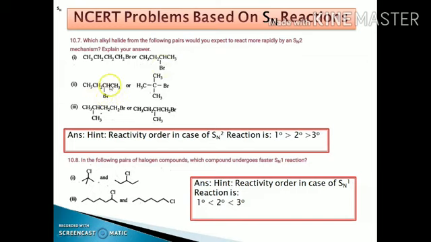In the second case, this compound is the secondary and this one is the tertiary alkyl halide. It means the secondary alkyl halide will provide less steric hindrance towards the incoming nucleophile compared to the tertiary alkyl halide. In the third case, both are primary alkyl halides, but this methyl group is closer to the alpha carbon atom. It means this has more steric hindrance compared to this compound. This means the first compound is more reactive towards SN2 reactions compared to the second compound.